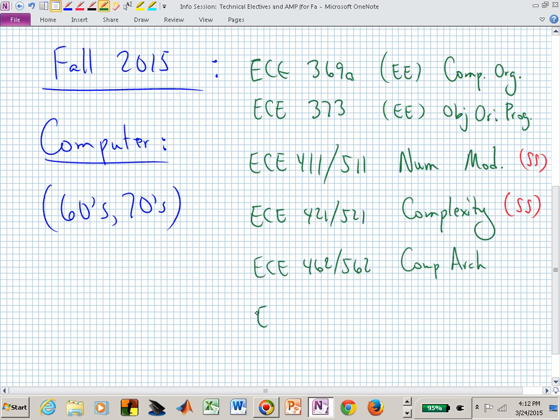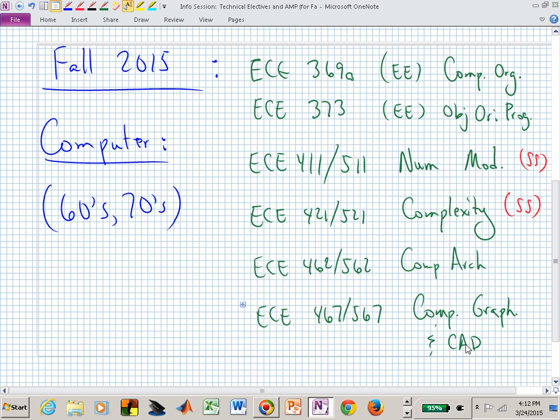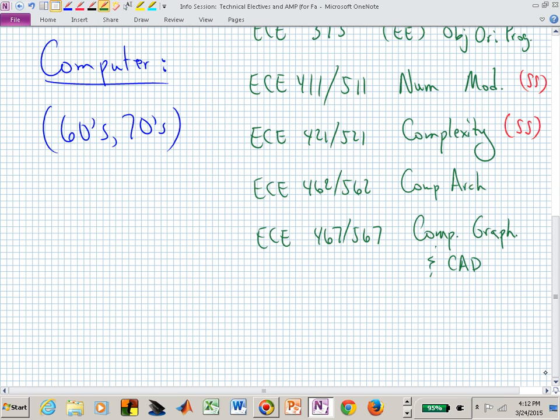Another class is computer graphics and computer-aided design. How do you now manipulate or move things around if it's an object in the computer? How do you model that? How do you describe it? How do you do that effectively?